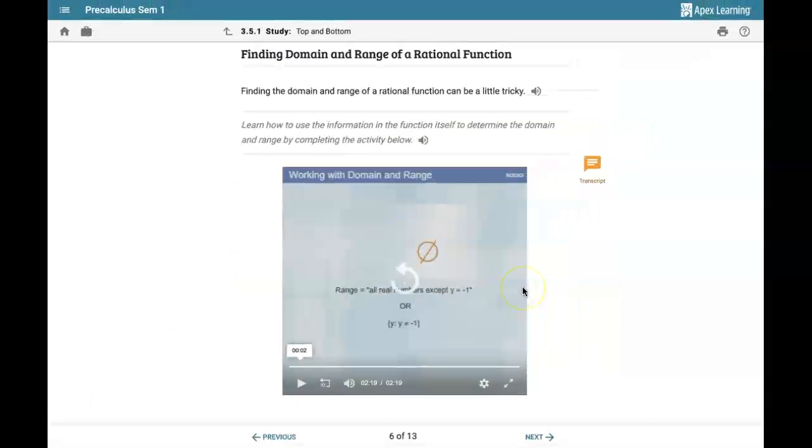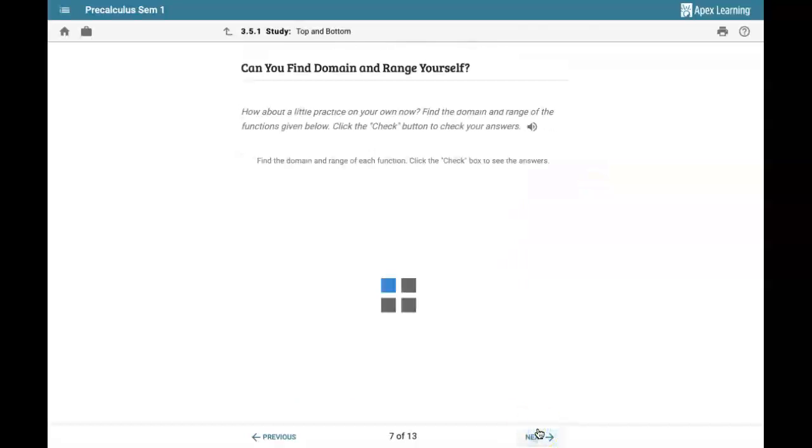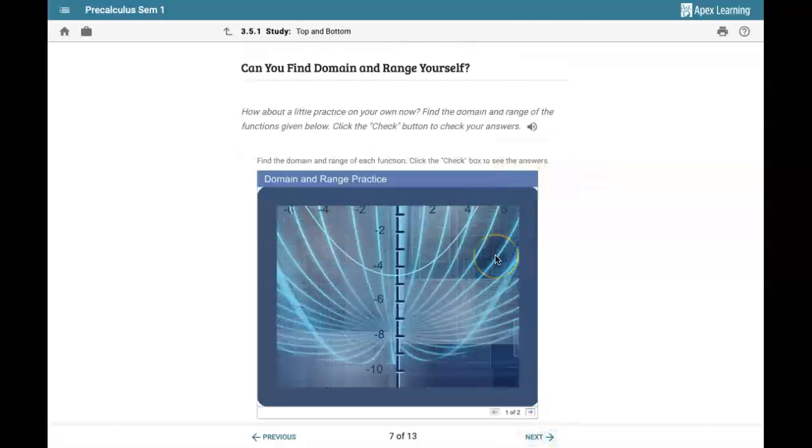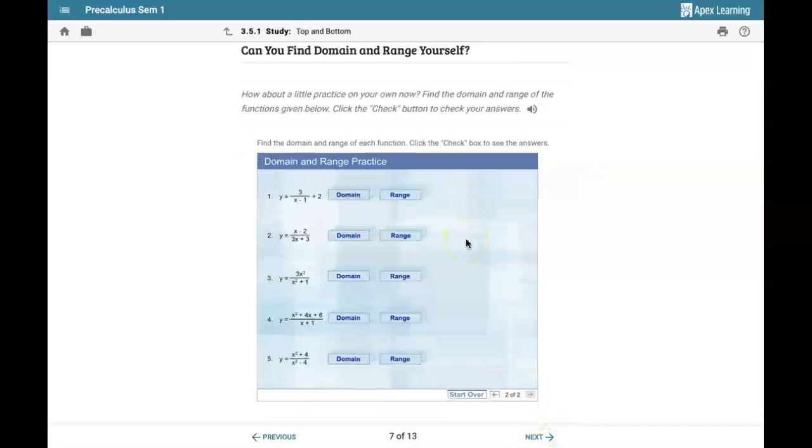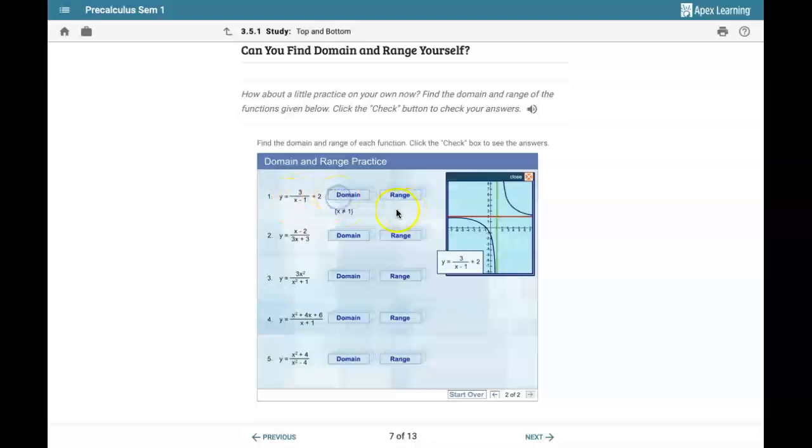All right. So again, those are the highlights there, but looking more in depth, can we find the domain and range ourselves? Looking here for our domain, again, that's any value that's going to make this denominator 0. So our domain for this one is any value except for x equals 1. And we'll come back to the range here in a second.